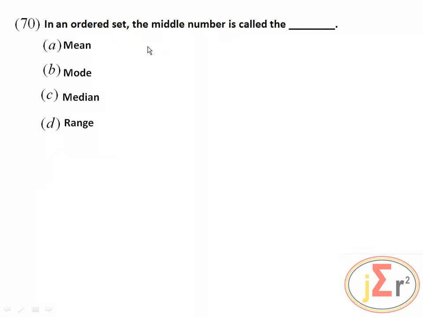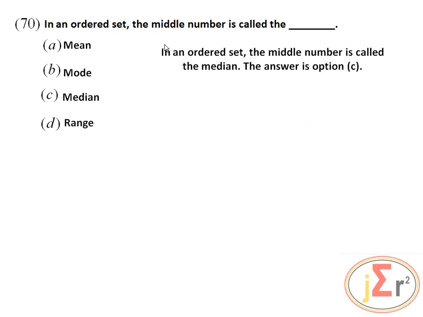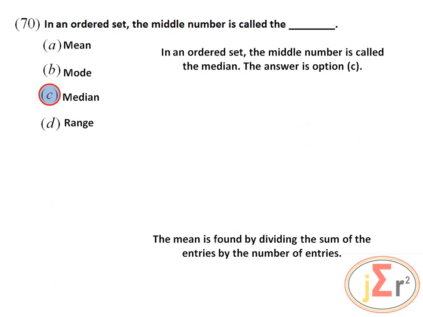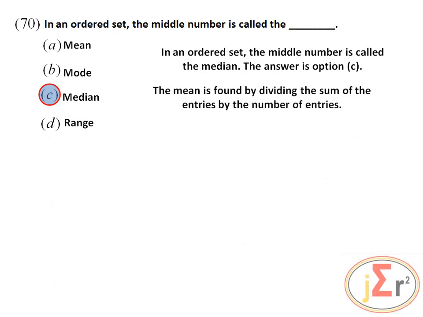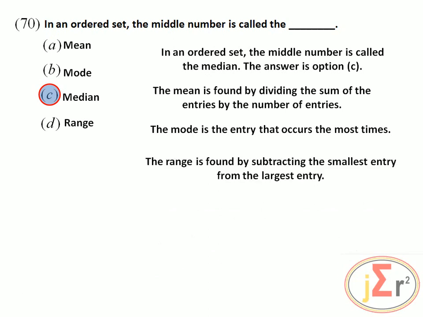In an ordered set, the middle number is called the median. The answer is option C. There we have it. What about the other options? The mean is found by dividing the sum of the entries by the number of entries. The mode is the entry that occurs the most times. The range is found by subtracting the smallest entry from the largest entry.